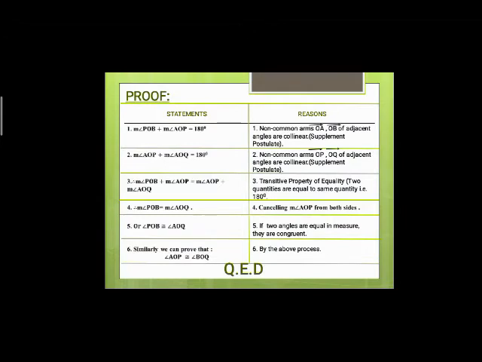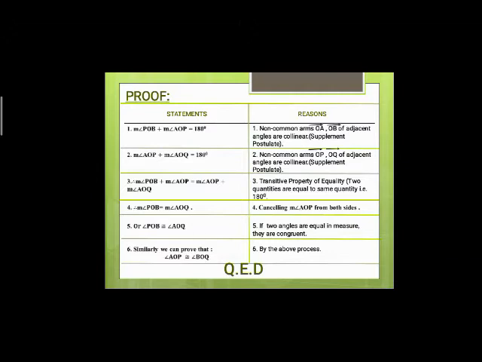Now the second point is similar to point 1: measure of angle AOP plus measure of angle AOQ is equal to 180 degrees. The non-common arms OP and OQ of adjacent angles are collinear because of the supplement postulate. Okay, now we move towards our third point. If the sum of both pairs of angles is equal to 180 degrees, then due to the transitive property of equality, two quantities equal to the same quantity, that is 180, are equal to each other.